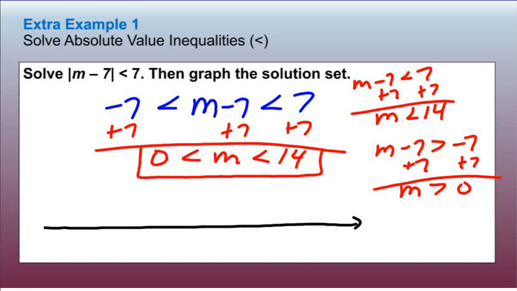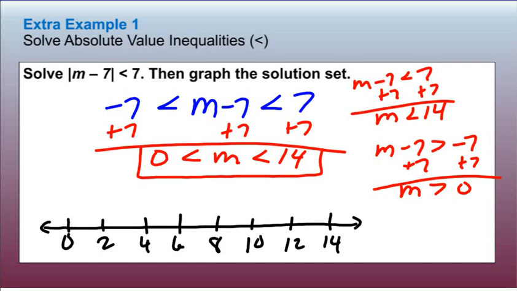you go from 0 to 14. So I'll do 0, and then I'm going to count by 2. So 2, 4, 6, 8, 10, 12, 14. I have open circles on 0 and on 14, and it's in between the two, so I attach them.